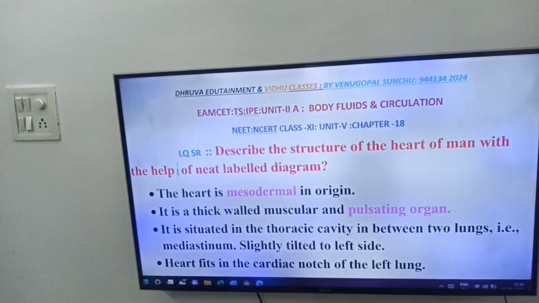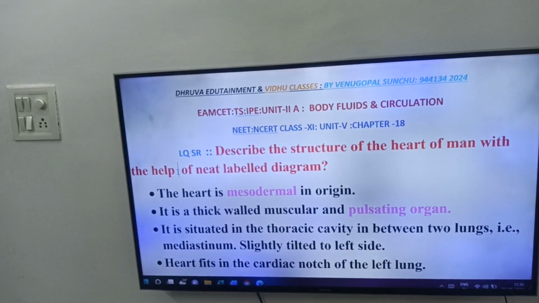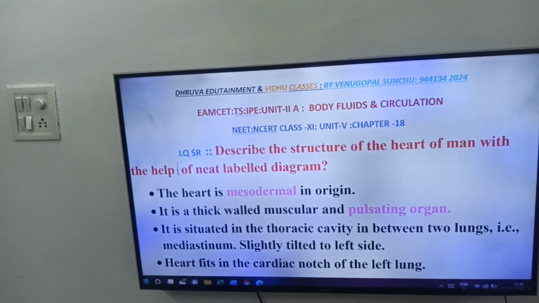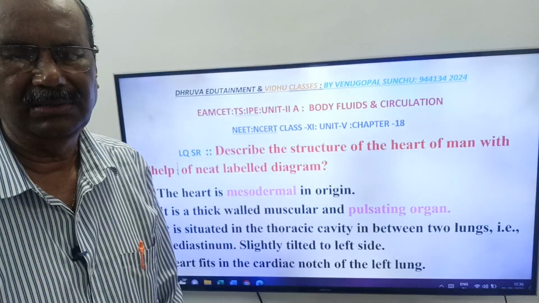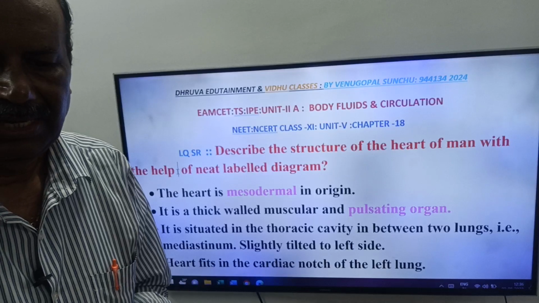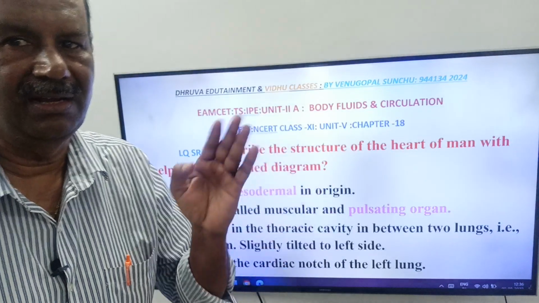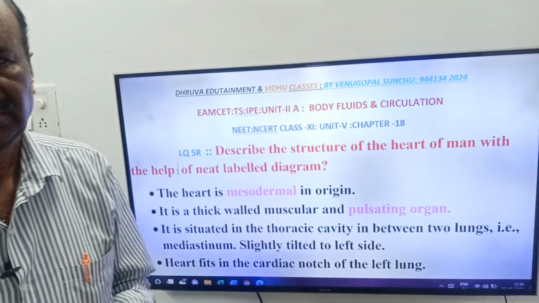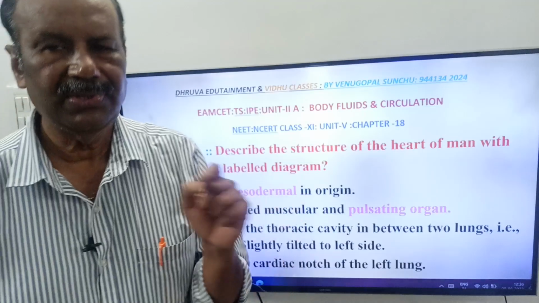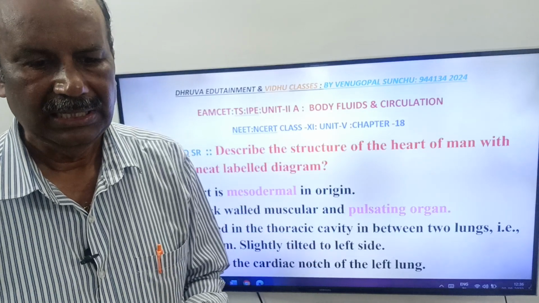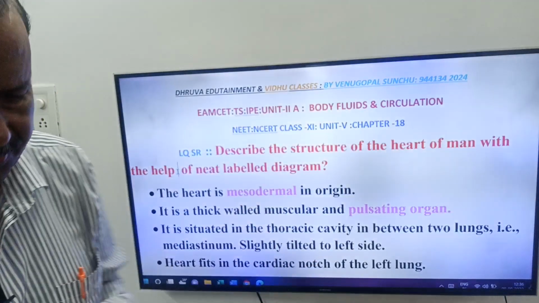See, the heart is mesodermal in origin. It is a thick-walled muscular organ, and it is a pulsating organ.